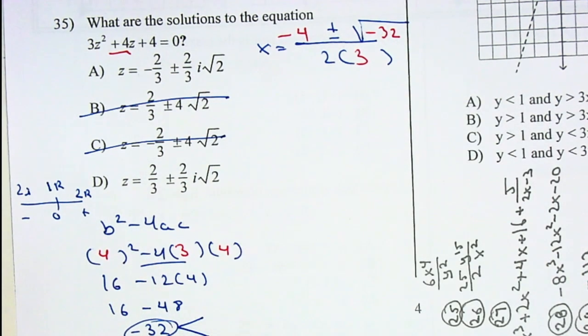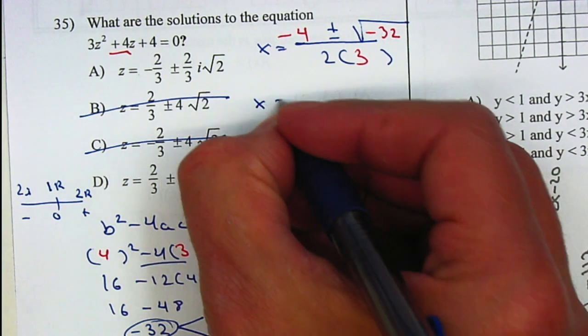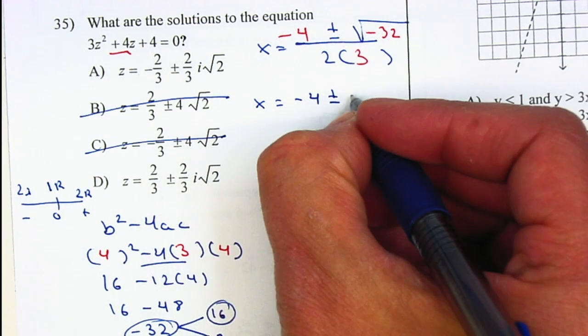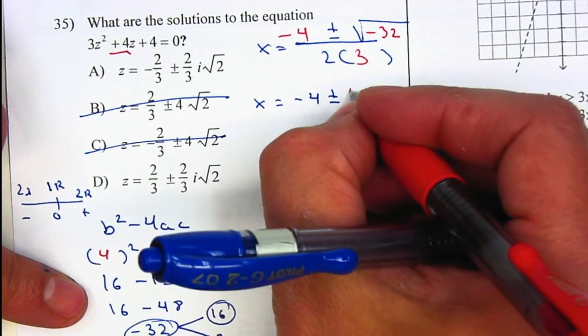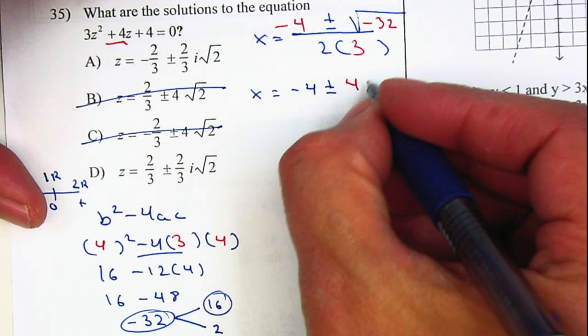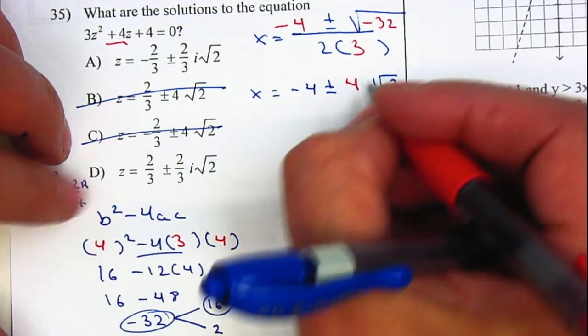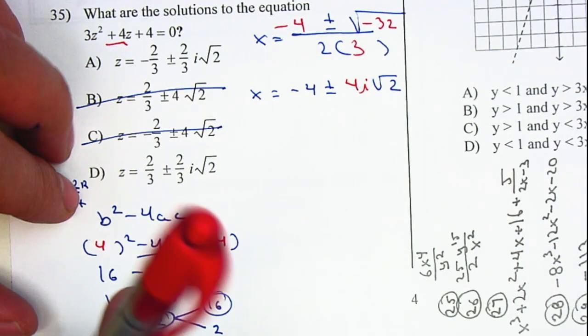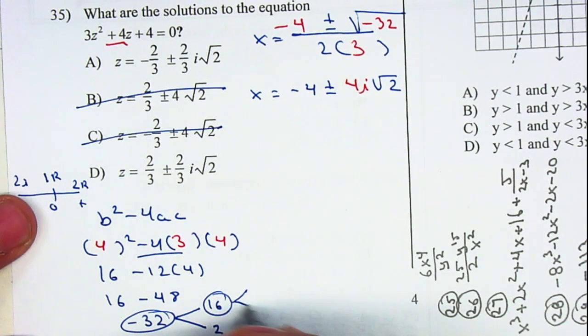We can factor this out as 16 times 2. And the square root of 16 is 4. So x equals negative 4 plus or minus, the square root of 16 is 4, so it'll be 4. Inside we have the square root of 2. And let's not forget about that. Or if you want, you can continue with the factor 3 all the way through.